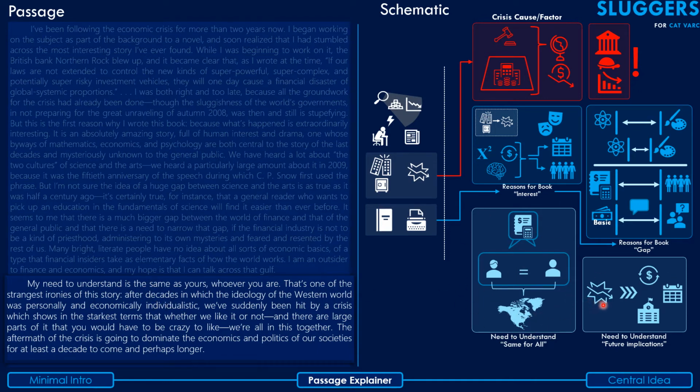The second idea also justifies why the author, as well as all of us, need to understand the financial and the economic world, how the world works in so far as the financial and economic domains are concerned. This is the substantiation of the need for us to understand. Why do we need to understand it? Because the aftermath of the economic crisis is going to dominate the economics and the politics of our society for at least a decade and probably longer. That's the reason why he believes there is a need for us to understand the world of economics and finance. So that's your last paragraph.